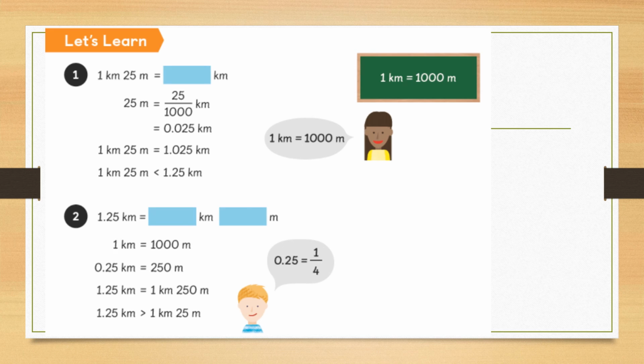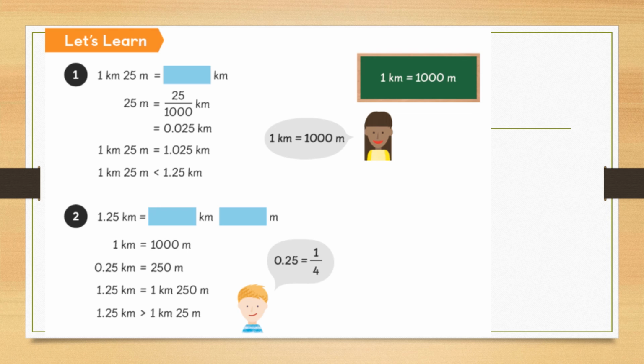Okay, so there are a few ways we could do this, but the first thing you need to know is that 1 kilometer is 1,000 meters, okay? So if you are converting from kilometers to meters, you are going to multiply by 1,000. If you're converting from meters to kilometers, you're going to be dividing by 1,000, okay?